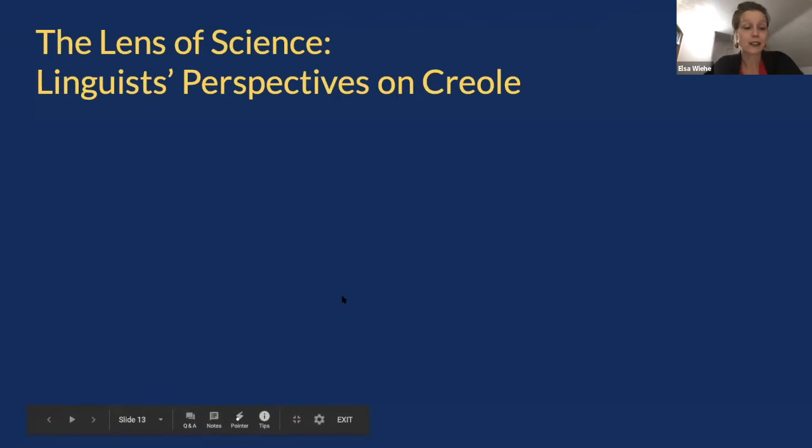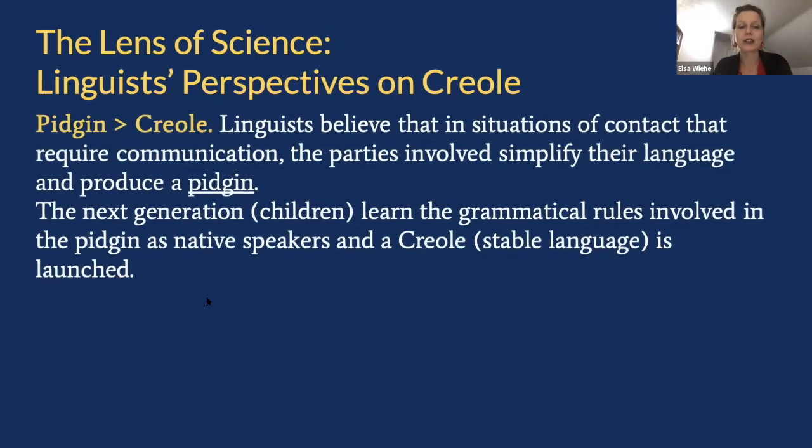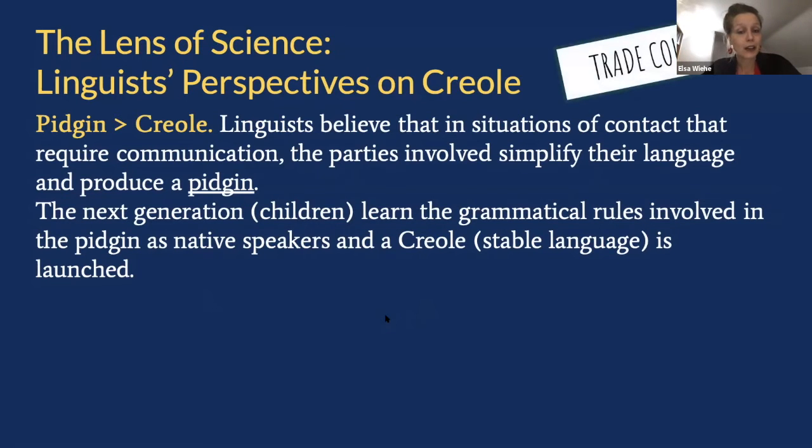If we go to the lens of science, and here I'm going to introduce two different theories about Creoles, although there's many, many other debates within socio-historical linguistics. Linguists believe that in a situation of language contact that requires communication, the parties involved simplify their language and they produce a pidgin. So pidgins typically emerge in trade colonies, which developed around trade forts or along trade routes.